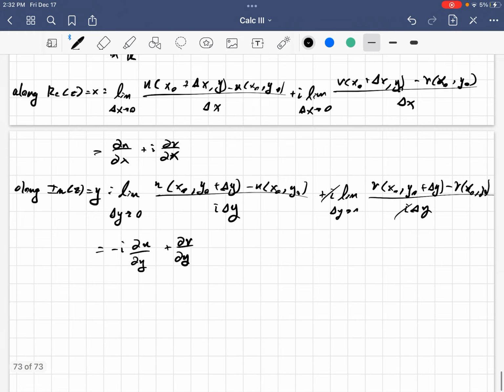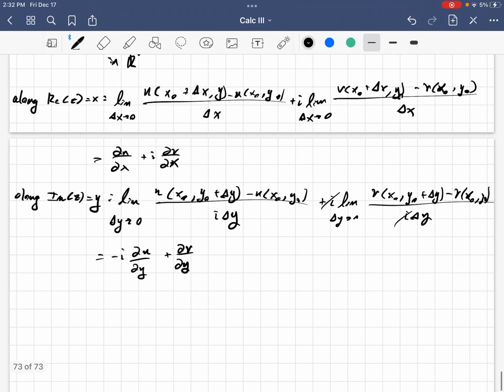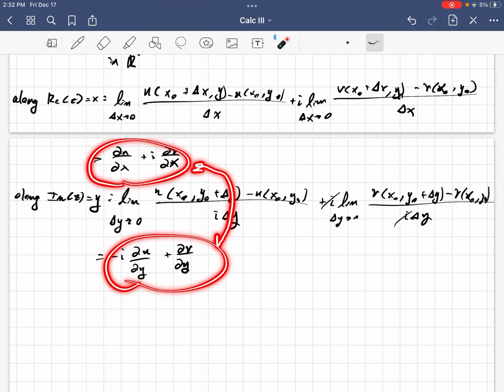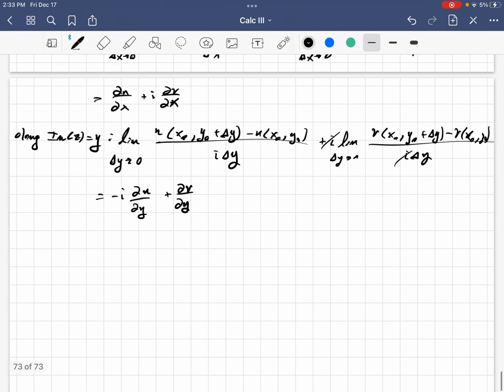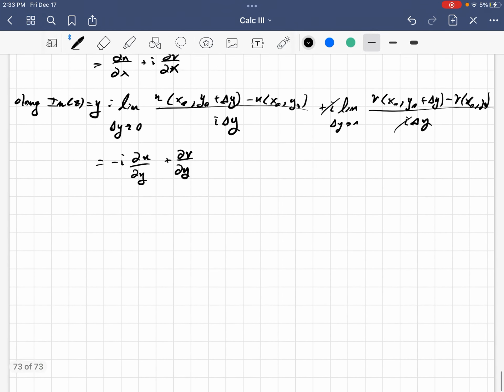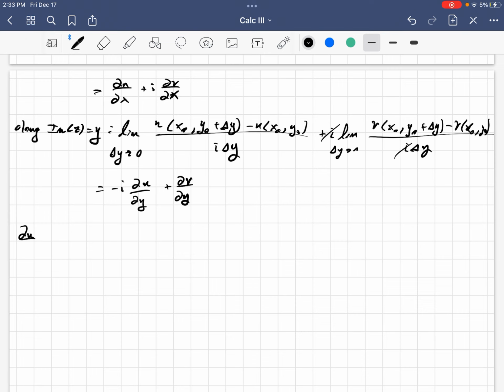And now, in order for this limit to be unique, the limits along these two basis vector paths have to be equal. And for the equality of two complex numbers, the real and imaginary parts have to be equal. And so in other words, the real parts equaling means the partial of u with respect to x equals the partial of v with respect to y. And the imaginary parts equaling means the partial of u with respect to y is equal to the negative of the partial of v with respect to x. And with that, we're done.